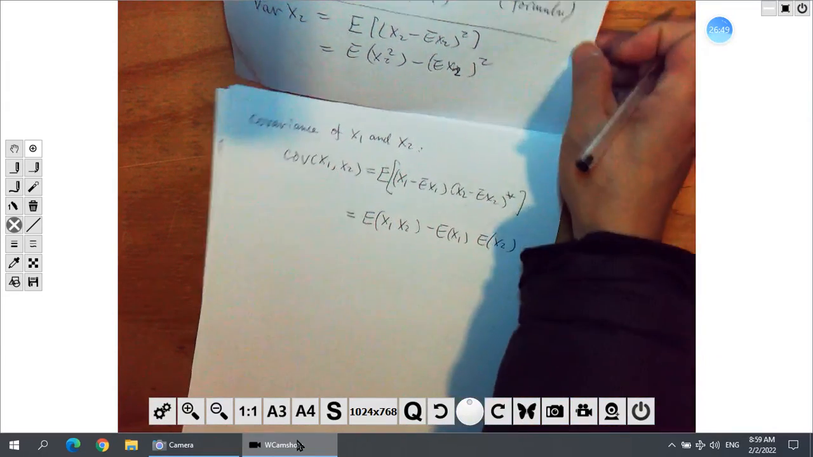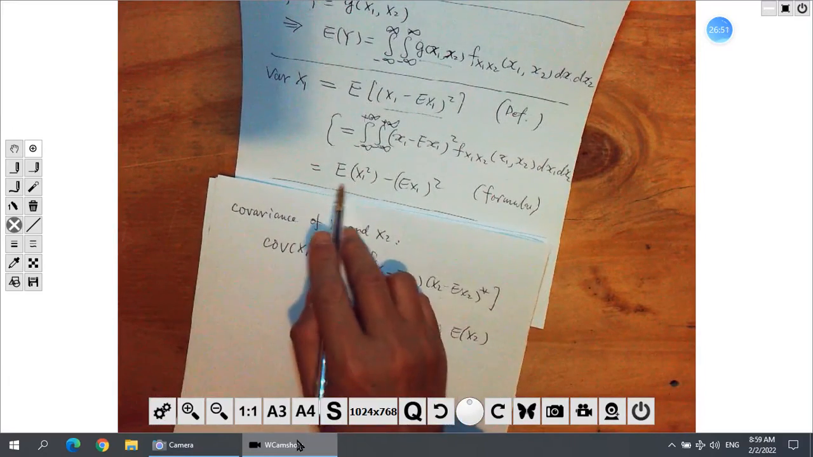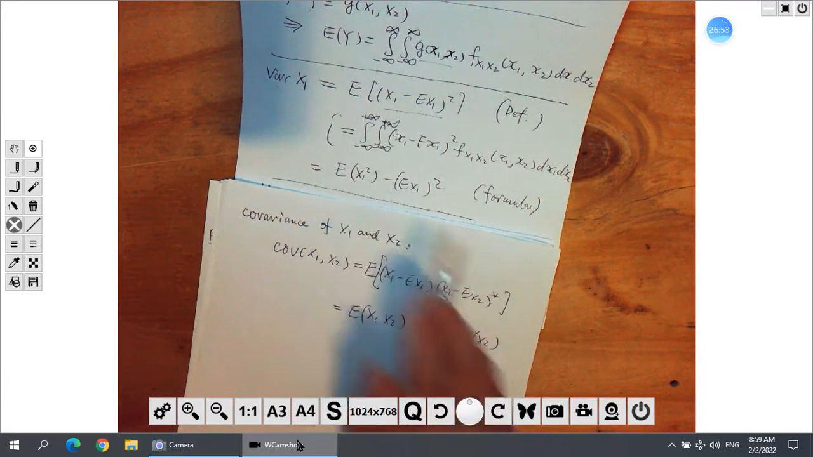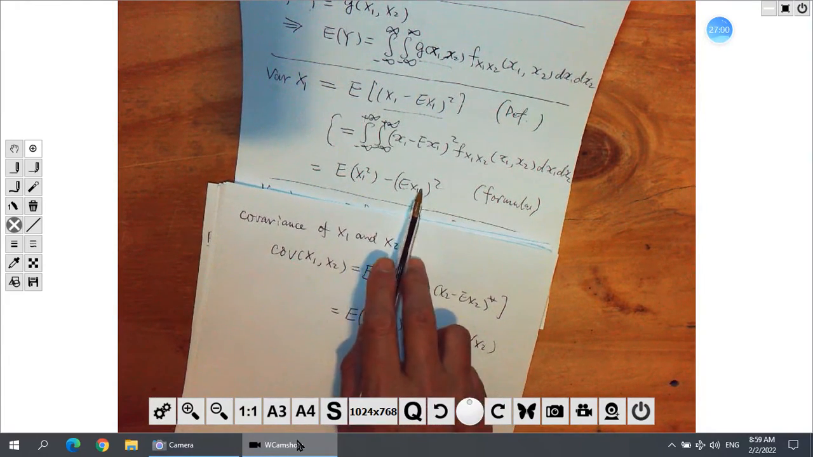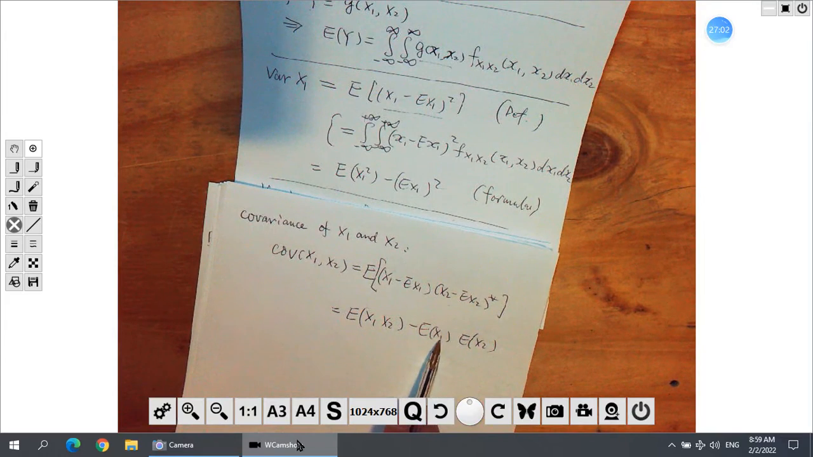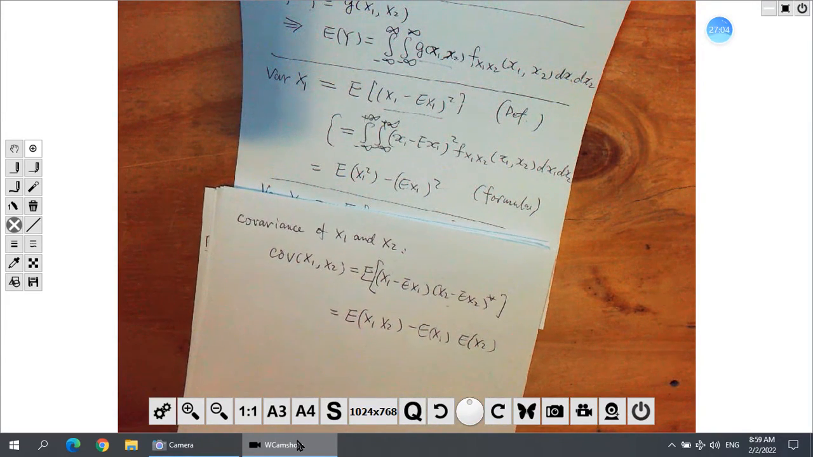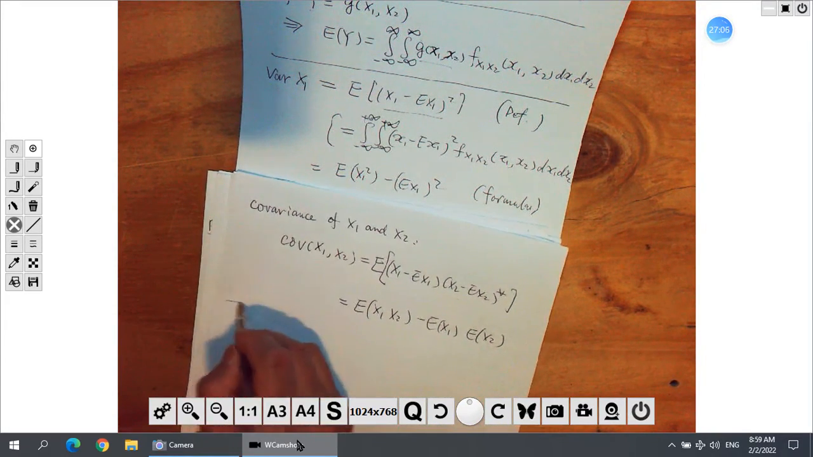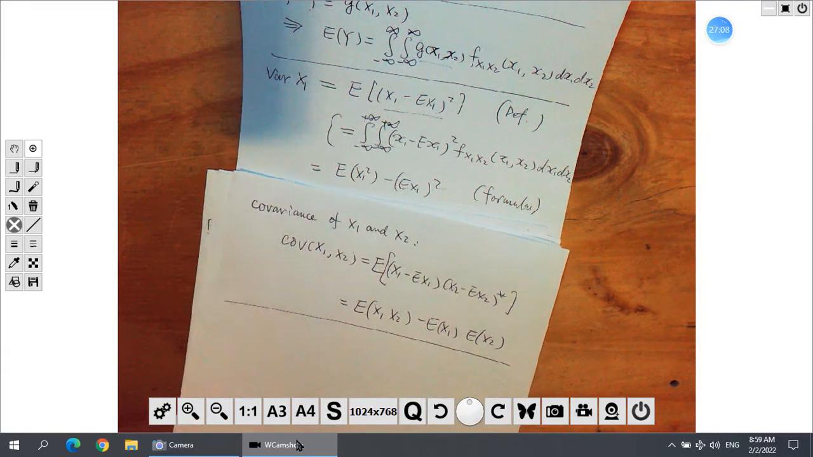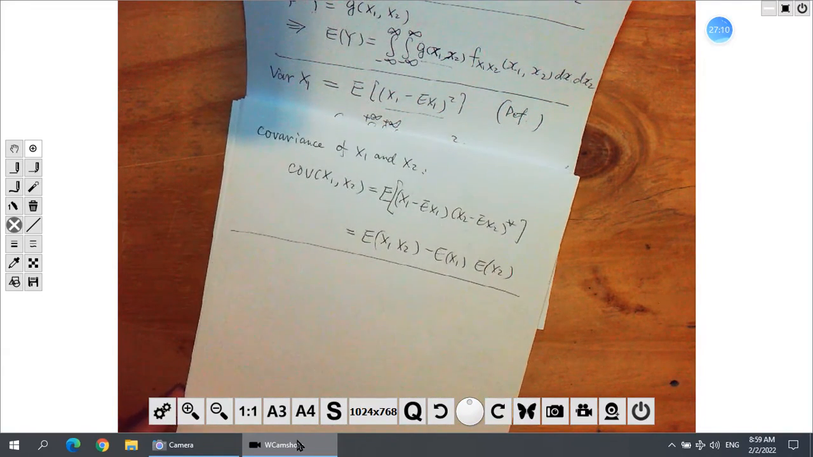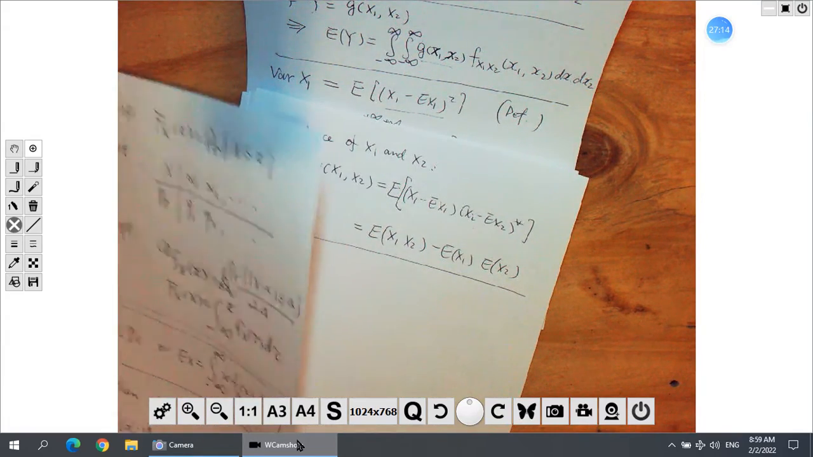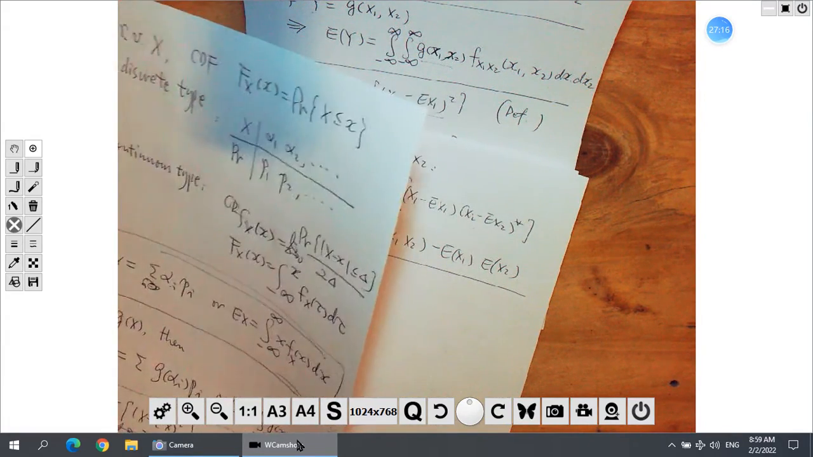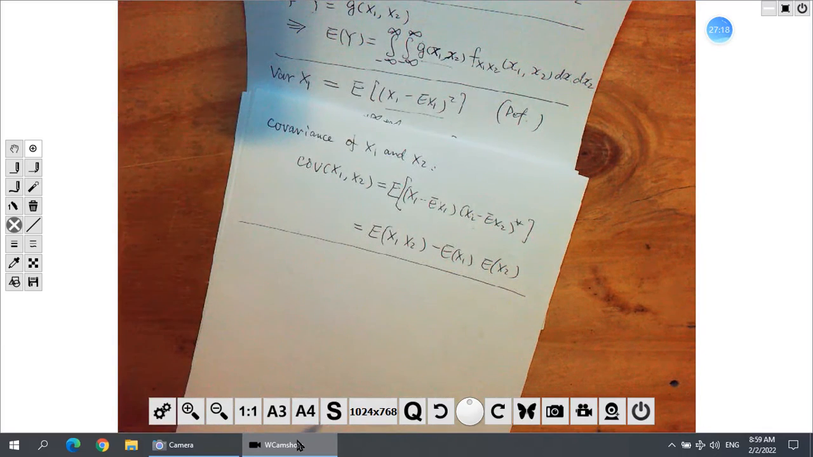This is similar to this, right? Here's E of x1 square. Now it is E of x1 times x2, right? You multiply these two together. And here's E of x1 square. Here it's E of x1 times another E of x2. So we have a similar formula. This is the covariance. Alright. Okay. Covariance. Alright.